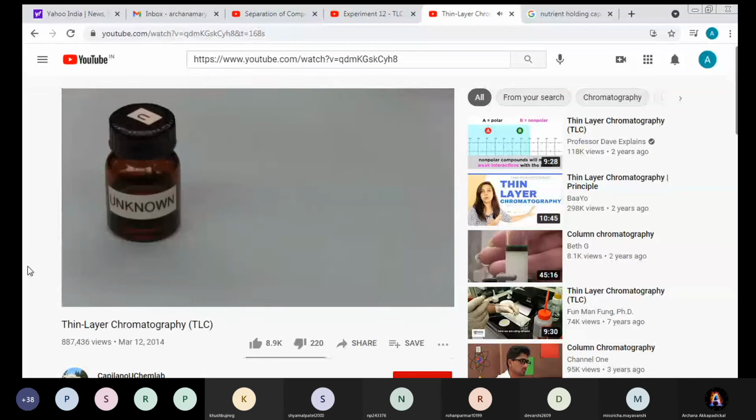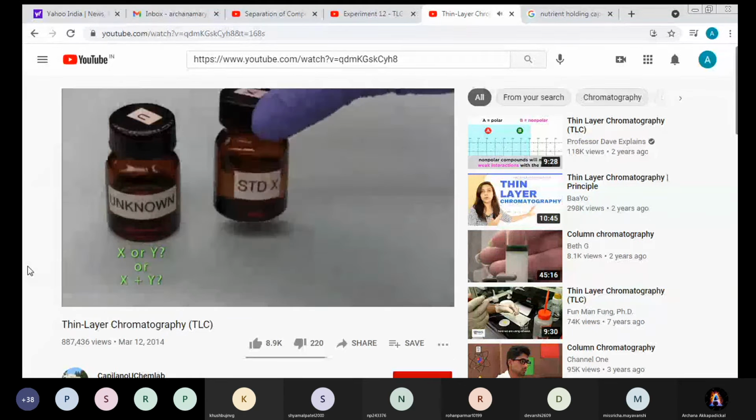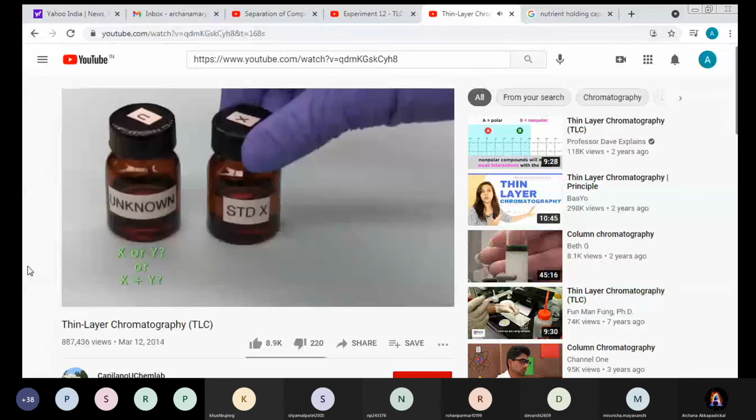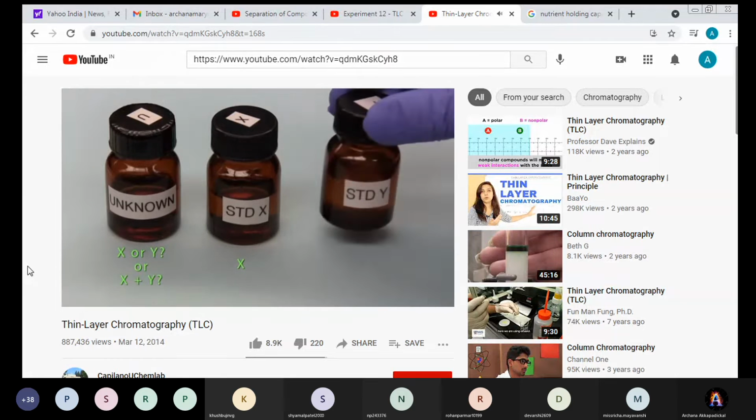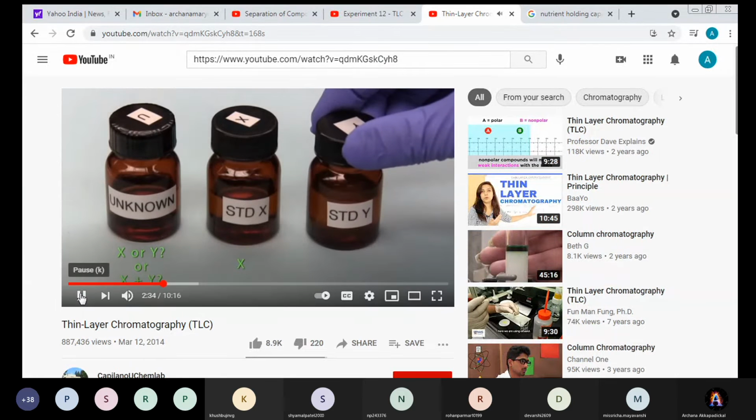In this bottle the identity of the contents is unknown, but we do know that it contains either compound X or compound Y, or even a mixture of both. In this bottle we have an authentic sample of compound X, a sample which we know beyond any doubt is compound X, so we call it standard X. This is our first reference. In this bottle we have an authentic sample of compound Y.